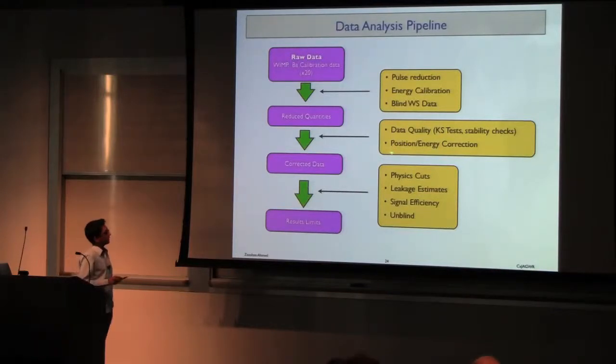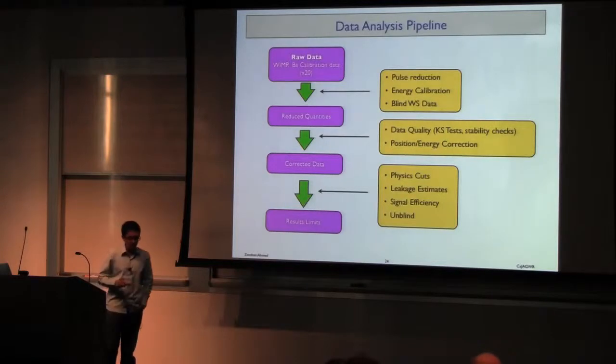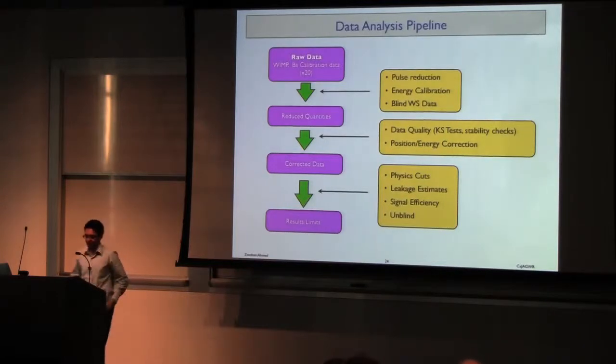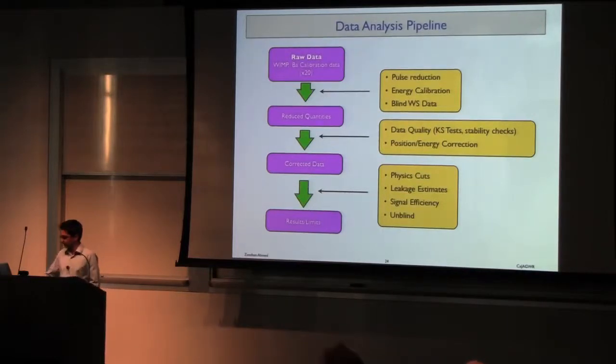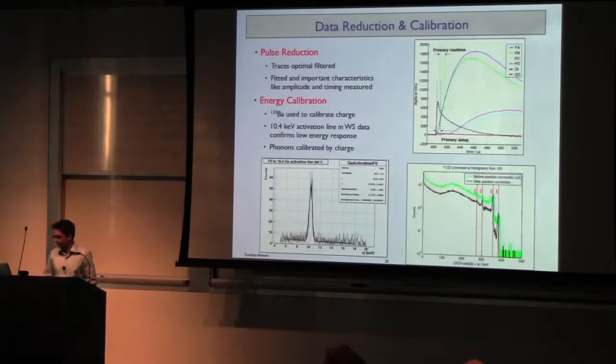This is something you would do in any kind of imaging experiment, because there are some dependencies of your parameters in position and energy. So once you have this corrected data, you can apply your physics cuts, do your estimates, freeze your analysis, and go ahead and unblind. Anyway, let's walk through those steps.